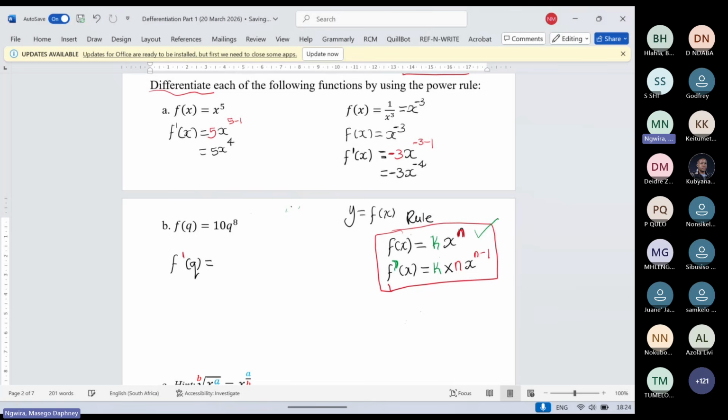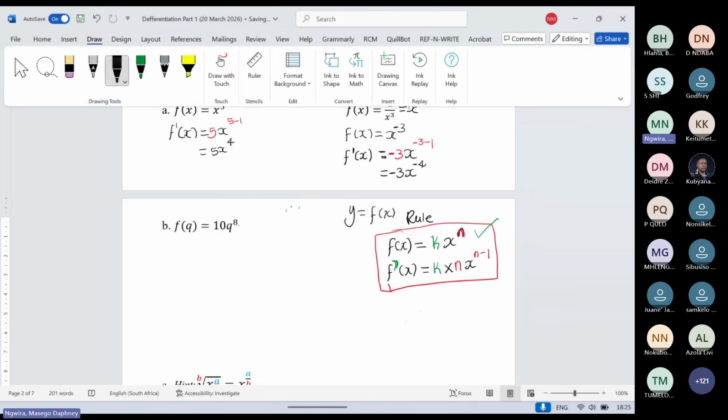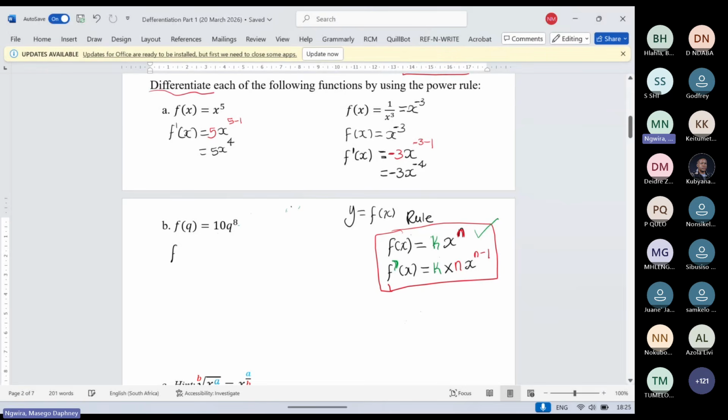I am given f of q is equal to 10q to the power of 8. What is my 10? My 10 is k in this case. This is k, and this is n. Now let's differentiate. This is going to be f prime q, because now the variable is q, it's not x anymore. We do the same thing.